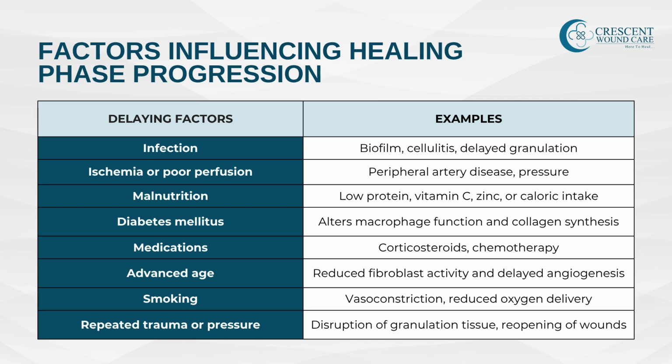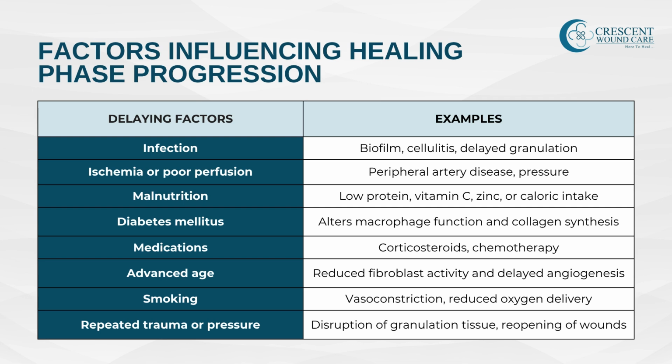Even when the body's healing system is ready to work, several internal and external factors can delay or derail wound healing. Let's explore some of the most common disruptors. Infection: bacterial contamination, especially biofilm formation, delays healing by sustaining inflammation and impairing granulation. Poor perfusion: conditions like peripheral artery disease or excessive pressure reduce blood flow, meaning oxygen and nutrients can't reach the wound. Malnutrition: low protein, vitamin C, zinc, or calorie intake can impair collagen synthesis and immune function, stalling repair.